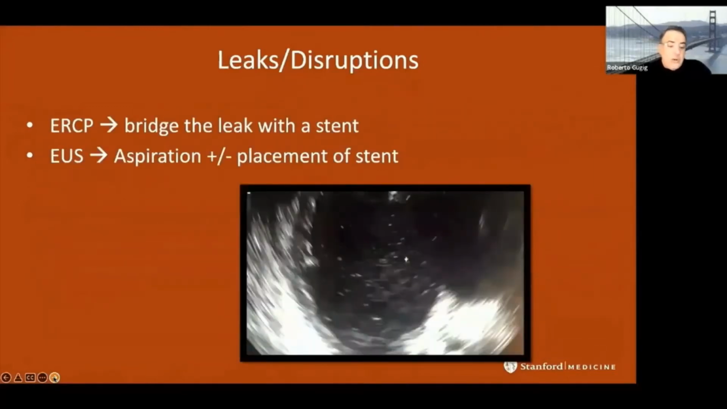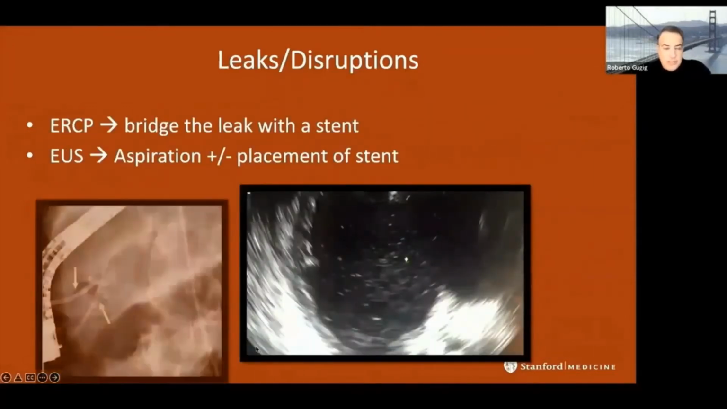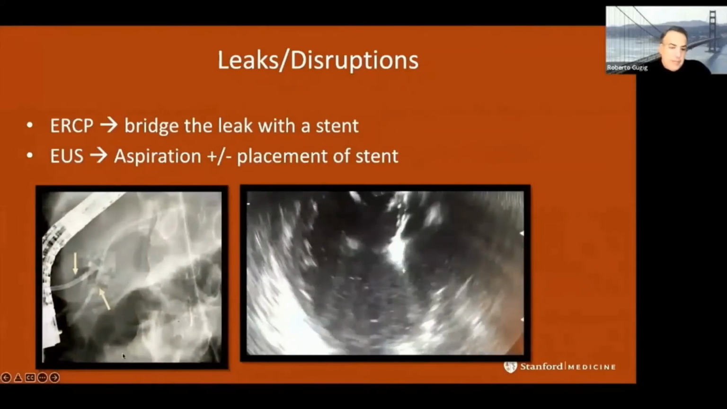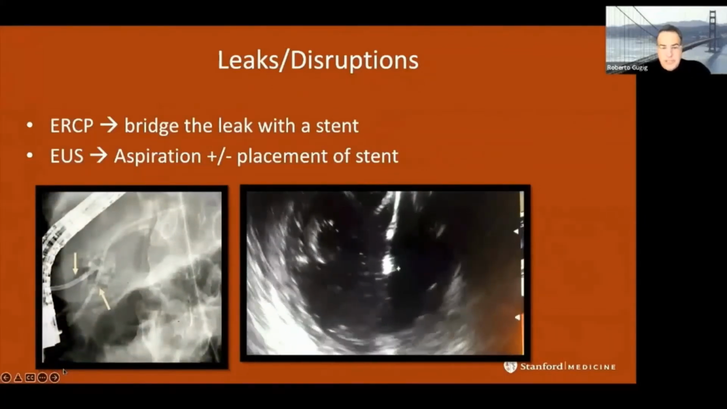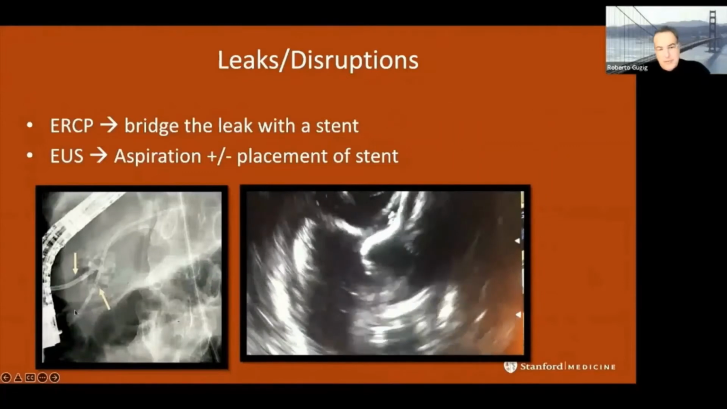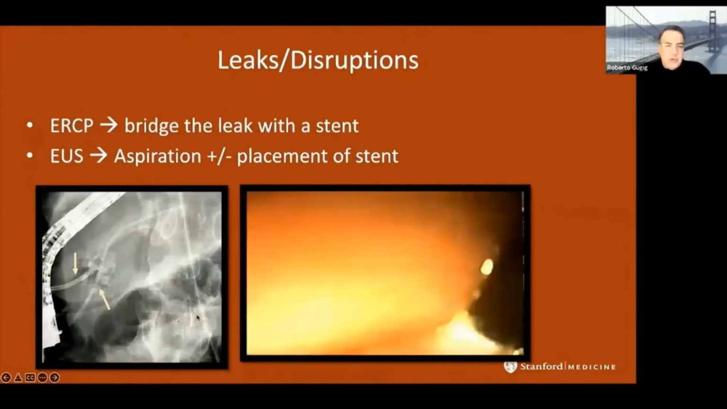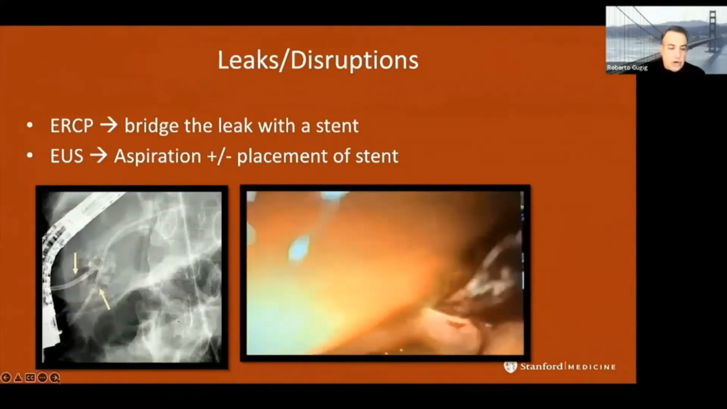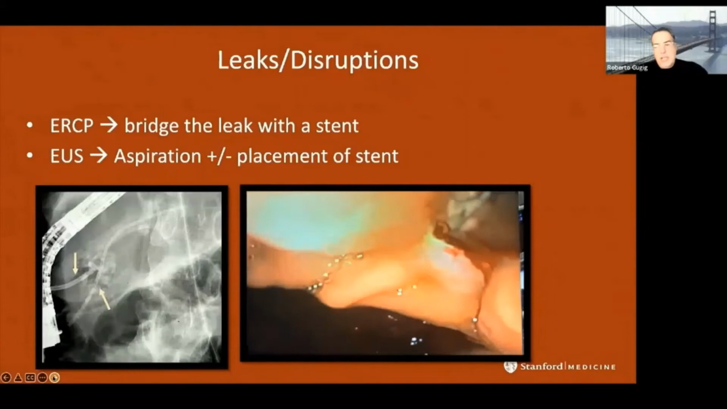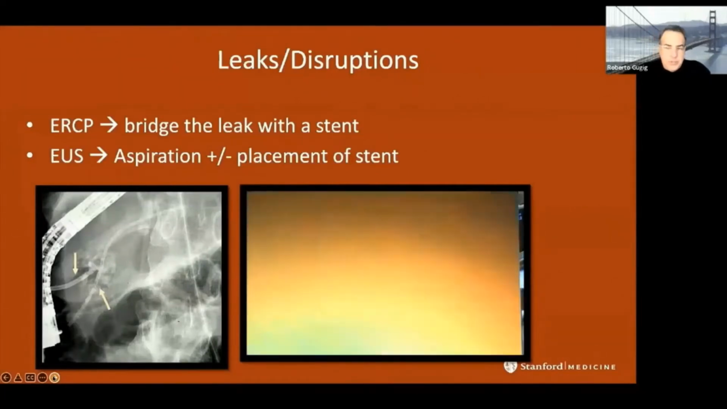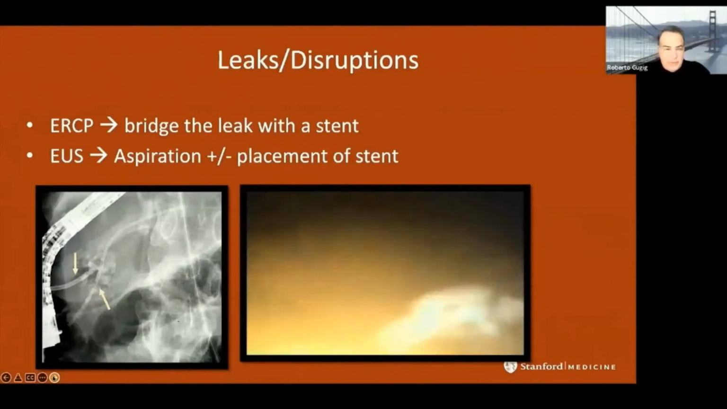And so how do we fix the leaks? Well, we really fix them by doing an ERCP to bridge the leak if we can. And here we had to put 2 stents on this patient. And on the right side of the screen, you're seeing an EUS with aspiration and placement of a stent to deal with a very large fluid collection. And really by doing these 2 things, we can tackle these types of patients.